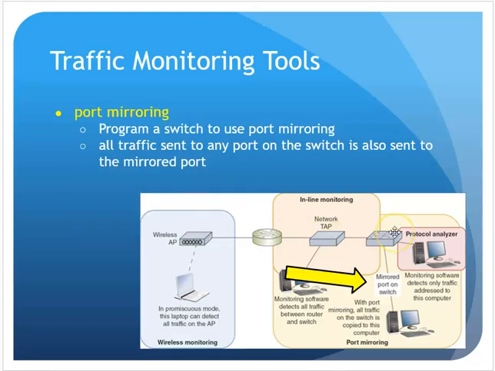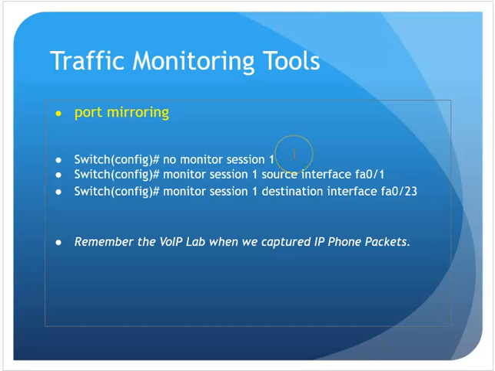Port mirroring is what we did back in our IP phone lab, where we took a handful of ports that the phones were connected into, and we mirrored them onto our protocol analyzer. That would allow you to see specific traffic in a port range or a port. In this case, we're just copying from port 1 to 23. In the lab, I think we did ports 1 to 10, and we copied them over to 23 or 24, something of that nature.